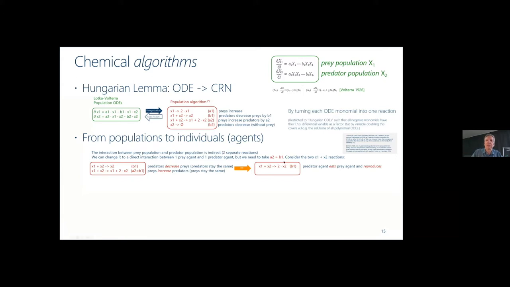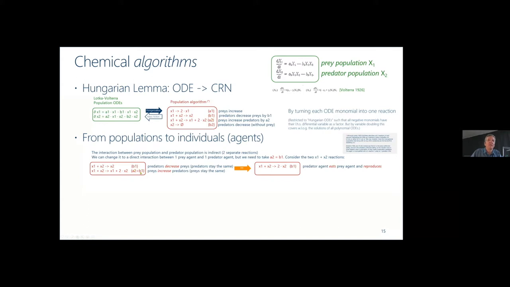So you may want to write a reaction like this one that says if a prey and a predator meet, then the prey disappears and the predator doubles, meaning it has reproduced. Now let's make an assumption about these two rates, the rates of the reactions. Suppose that A2 is equal to B1.